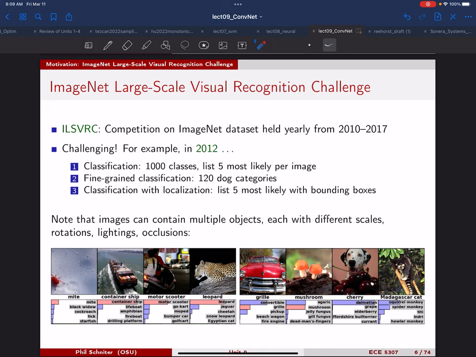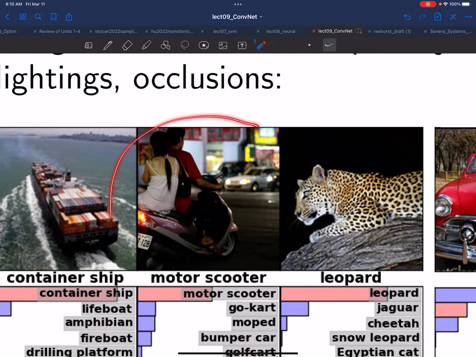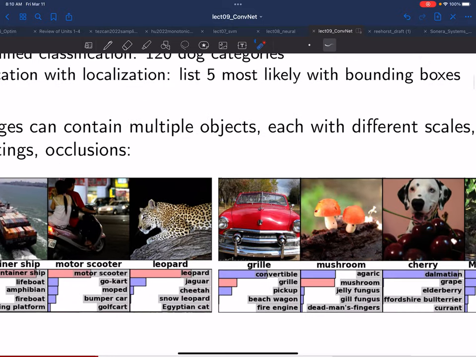If you think about it, this is all pretty challenging, because when you look at an image, there could be many objects in it, number one. Number two, those objects can be of different sizes. They could be rotated, illuminated using different lighting, and partially hidden or occluded. If you look at this picture labeled as motor scooter, it's actually challenging. The motor scooter is quite dark, and there are people in it, cars, signs, and a lot of other stuff going on. And for example, this one was categorized as grill, not car, which is maybe surprising. And this one was categorized as cherry and not dog.